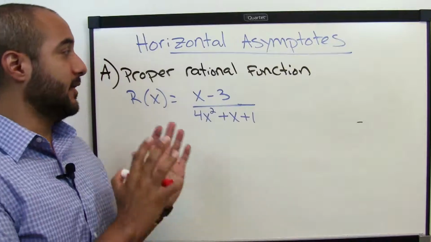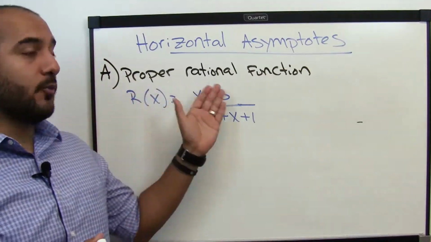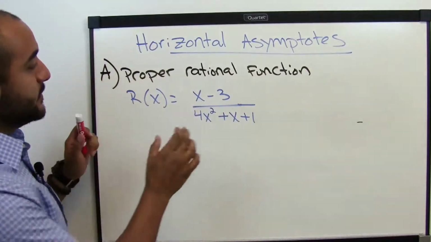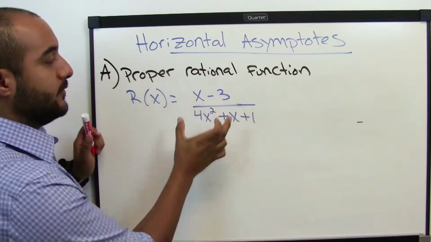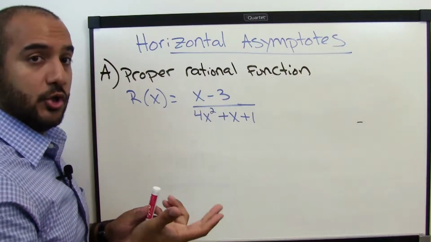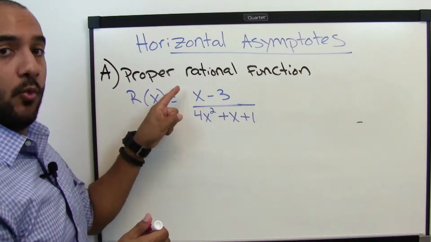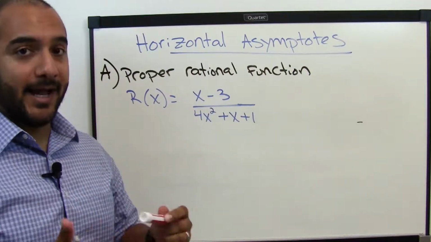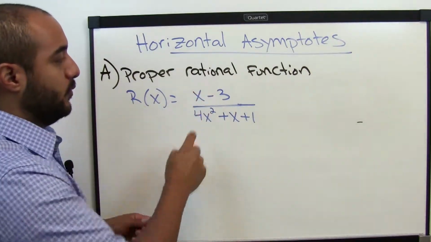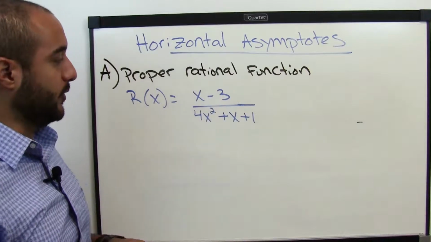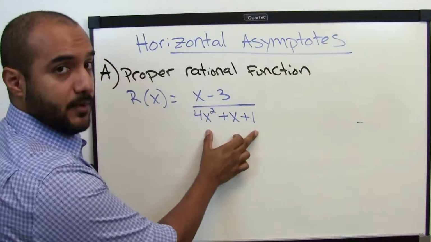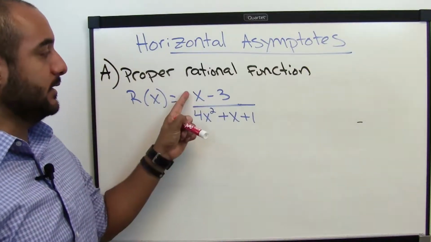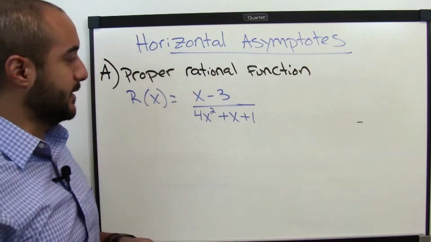Okay, so let's investigate our first scenario where we have a proper rational function. So first, I know that this is proper because when I look at the degree of my function for the numerator, my degree is 1, because that's the highest exponent term that I have there. So I have a first degree polynomial, and here I have a second degree polynomial. So this is a proper rational function. My degree of the numerator is less than the denominator.